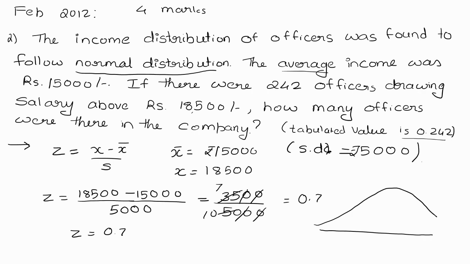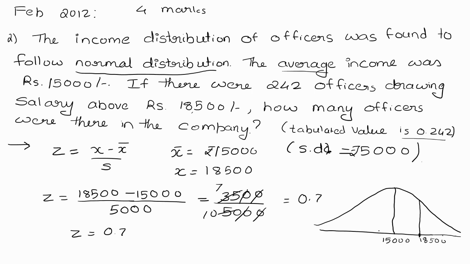Let me draw this with a graph. The mean, which appears at the center, is 15,000, that is the average. This is my z equals 1 or 2 or 3 here. Now at z equals 0.7, somewhere here, I have seen that the salary is 18,500. So I'll just draw a line here, and this is at a standard deviation of 0.7.